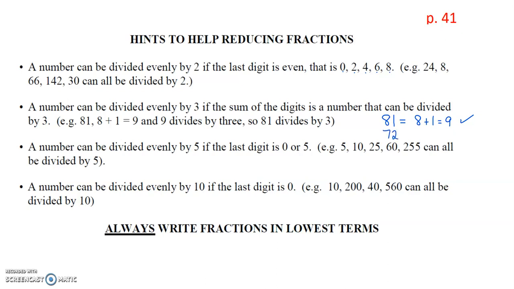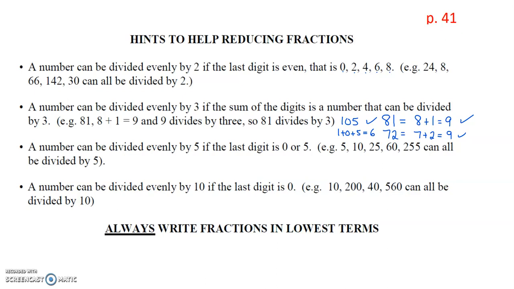Let's look at another one, 72. 7 plus 2 is 9. So because the numbers added together make a number that is divisible by 3, 72 is divisible by 3. One more example, 105. You add 1 plus 0 plus 5 is equal to 6. Well, 6 is divisible by 3, so 105 is also divisible by 3. So that's a super cool rule for 3s.